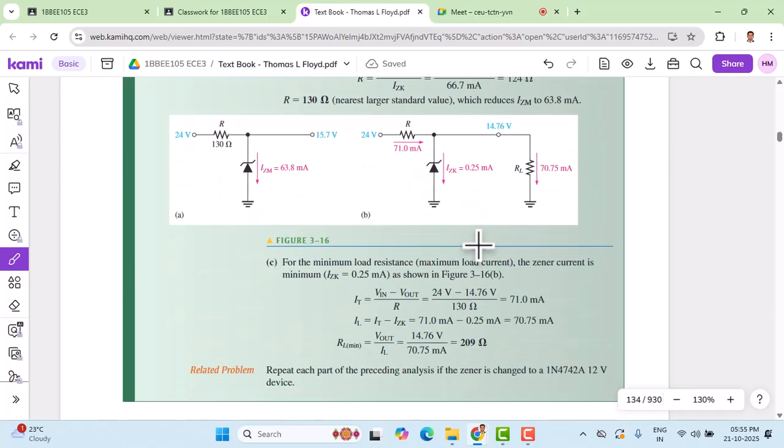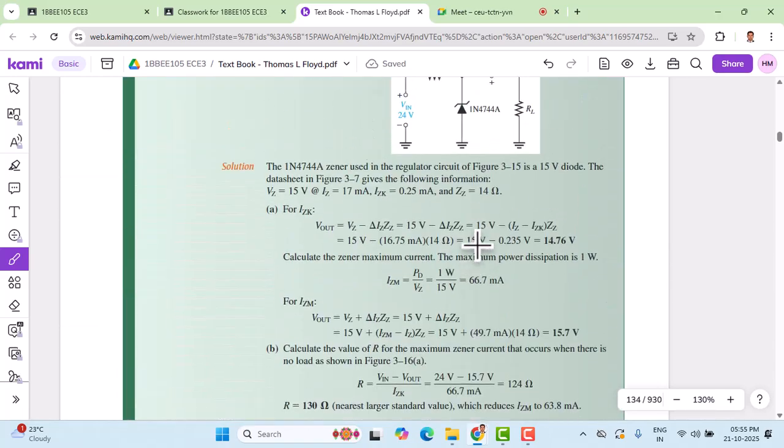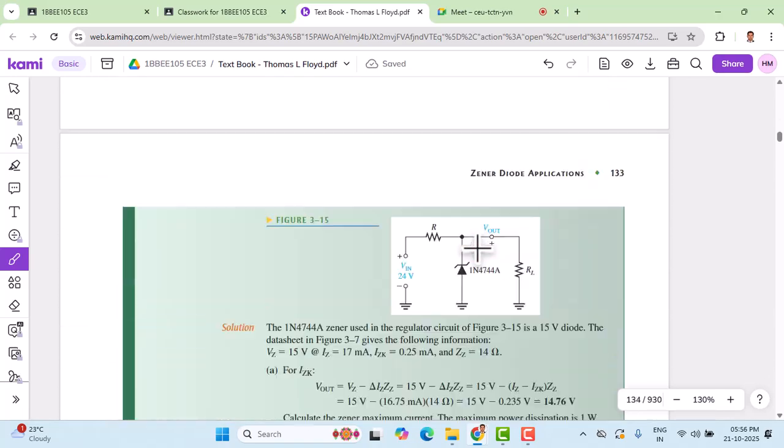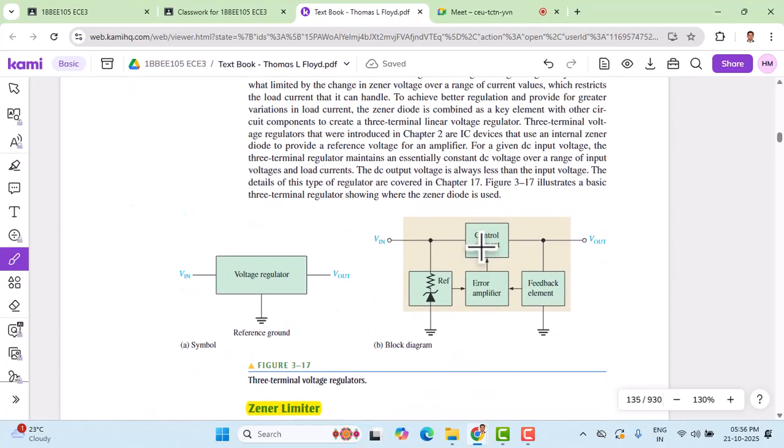I advise students to solve all those examples related to that, and let's have a look at another application of the Zener diode as a voltage regulator, which is given here. This is a typical block diagram to provide a constant voltage across the Zener diode, and this is a three-terminal voltage regulator. We have input voltage, output voltage, and a reference ground here. So now we can go for a block diagram level description of this one. Inside this we can visualize these sub blocks.